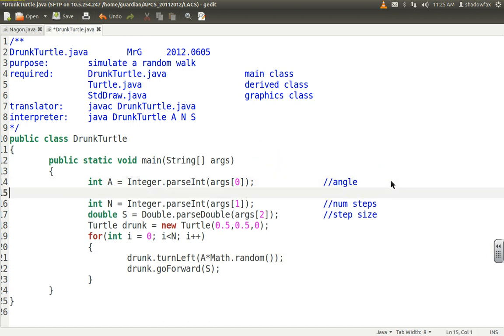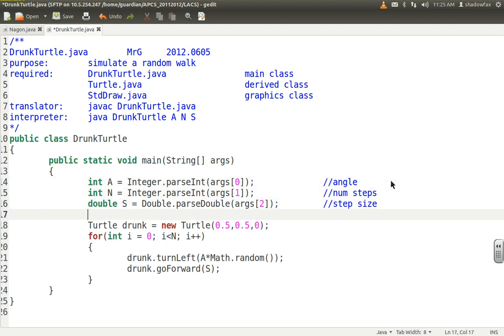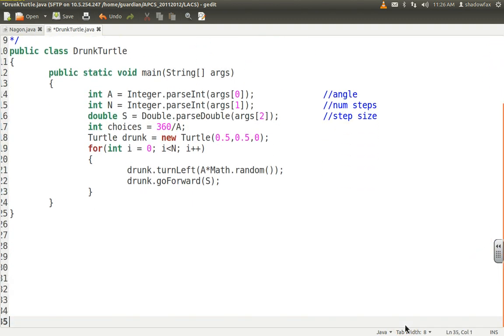All right. So how about if I call that, well, all right, let me put this here. How about this? Int choices, the number of choices, if it's a 90 or a 180, equals 360 divided by A. So if A is 90, you get 4. If A is 60, you get 6, right? Now I'm going to take my math.random, and multiply it by choices, so that it's a number between 0 and 1 times, say, 6, right?